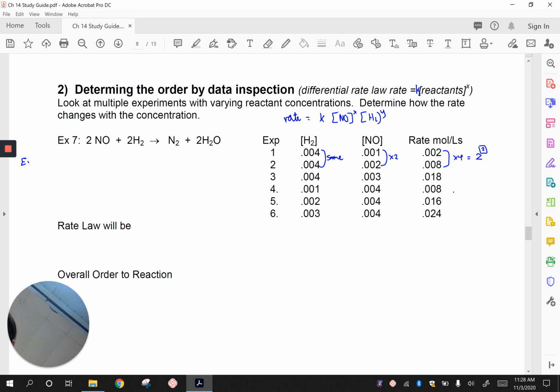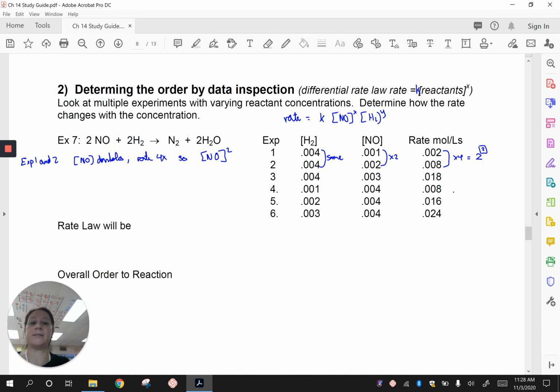So experiments 1 and 2, concentration of the NO doubles, the rate is 4 times, so I know that it's NO to the second power. That's second order with respect to the NO. Now let's look at the H2 and what y would be. So if I want to look at H2, I want to look at 2 experiments where I'm changing H2, but my NO is held constant.